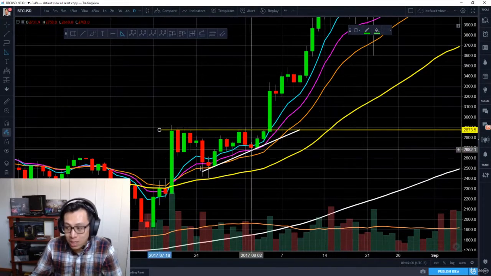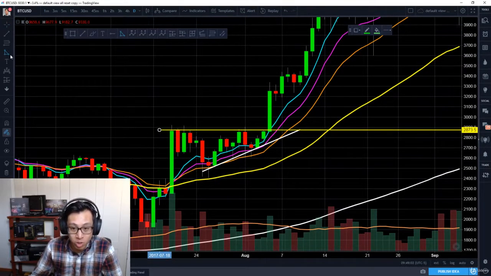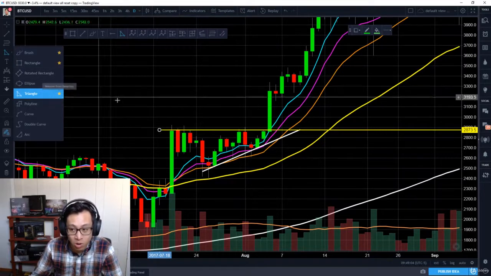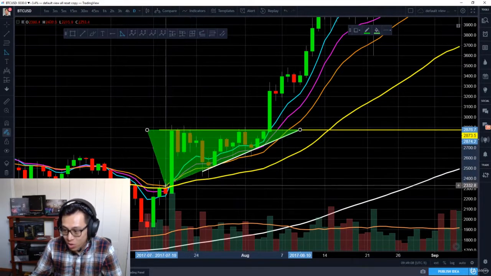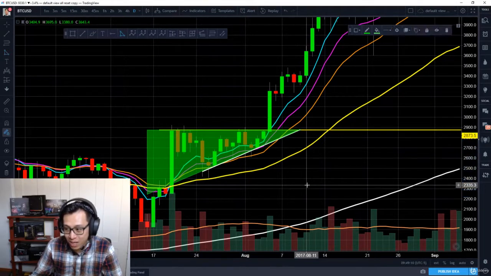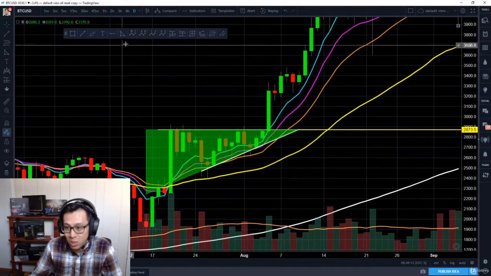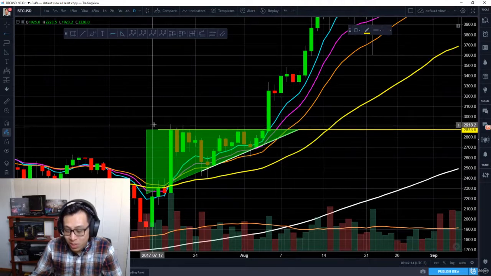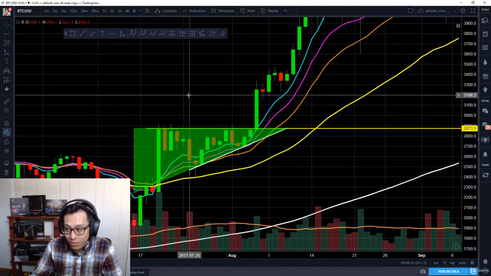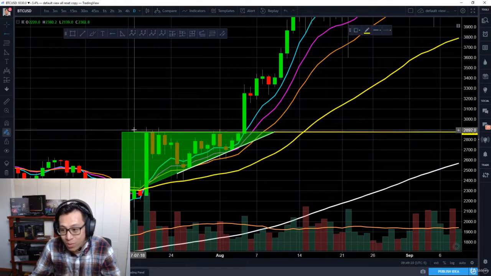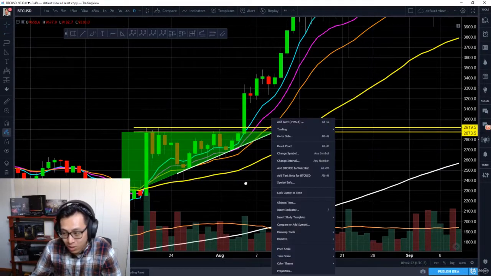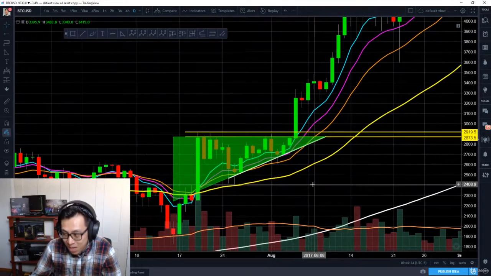When you draw your lines in like that, make sure that your triangle tool is starred. Once it's starred, you can draw your line very easily and you can actually identify the shape. So identify where the resistance is, and as soon as it actually breaks, I would probably have chosen right there, the top of the wick, just to be safe.